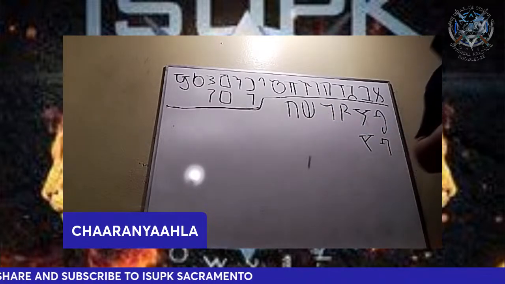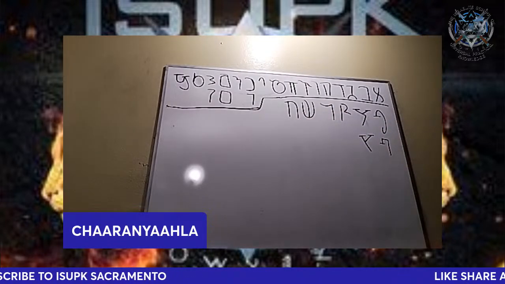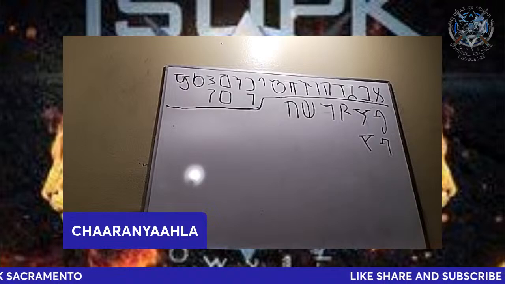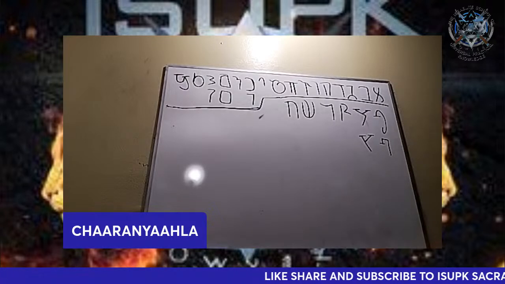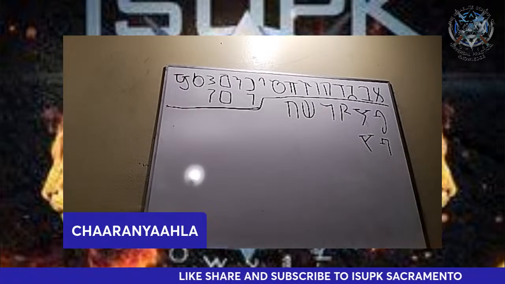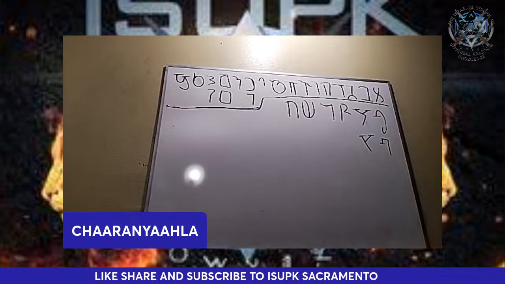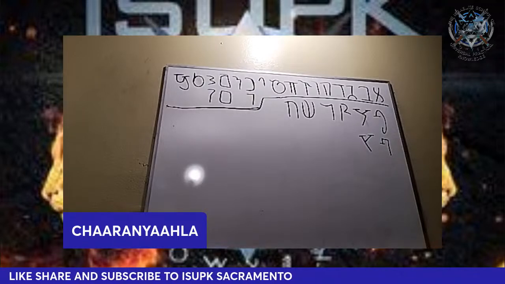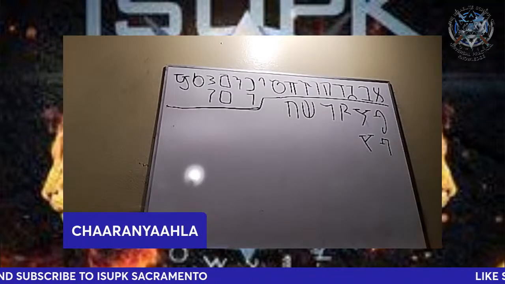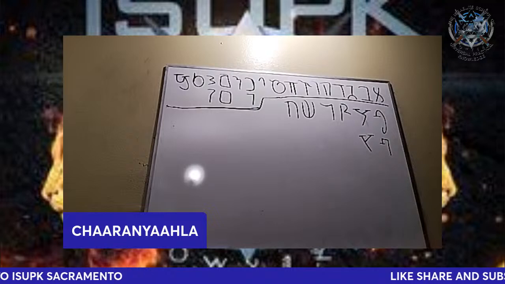All right. So once again: ba, ga, da, ha, wa, za, ka, ta, ya, ka, la, ma, na, sa, i, pa, taza, kwa, ra, sha, and fa.